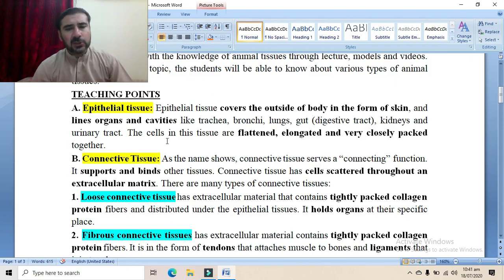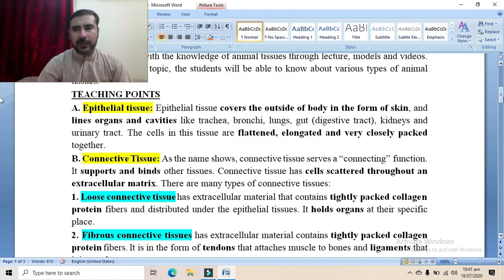The cells in these tissues are flattened. They are flattened, elongated, they are long, and they are very closely packed together. There are no intercellular spaces between the cells of epithelial tissues. They are head-to-head closely packed cells.